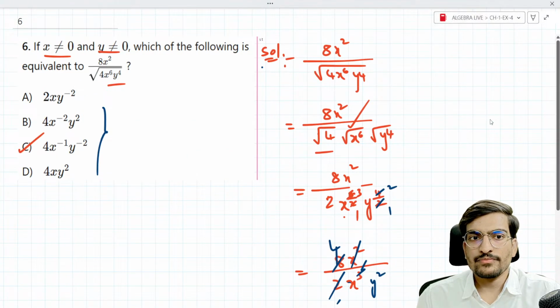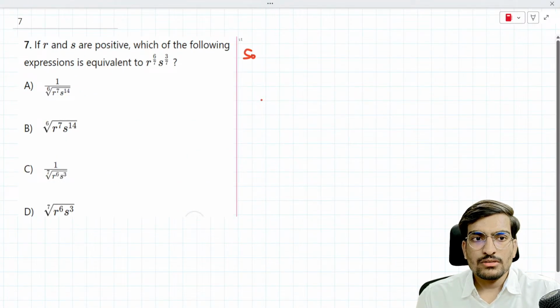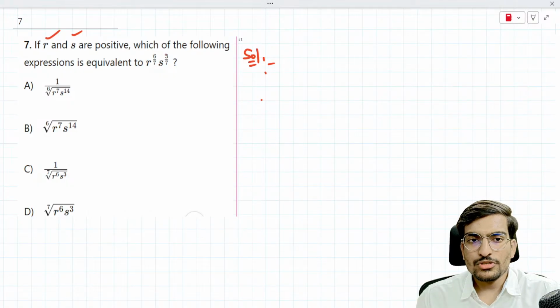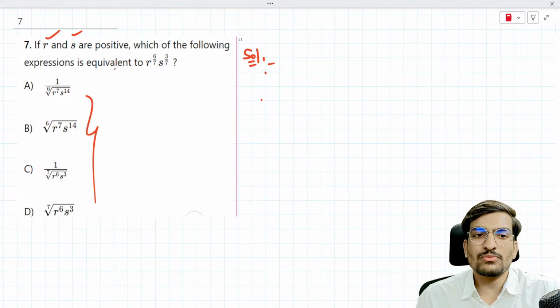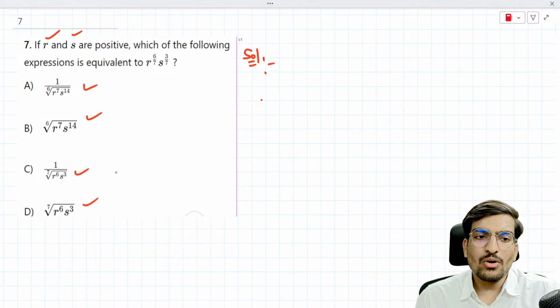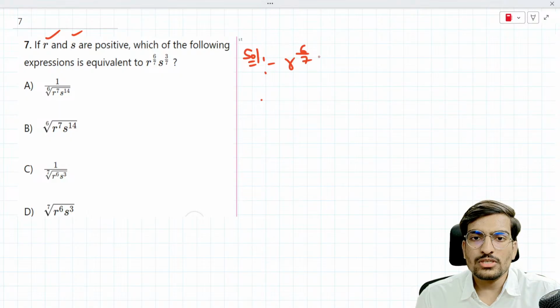So now if R and S are positive, which of the following expressions is equivalent to this? So here there is exponents, but in the options there is no exponent, but we have to find this thing is equivalent to which one among them. So the difference here is all the options have root, but there is no root for this, so which means we have to turn this into root. And what question they given? R raised to the power of 6 by 7, S raised to the power of 3 by 7.